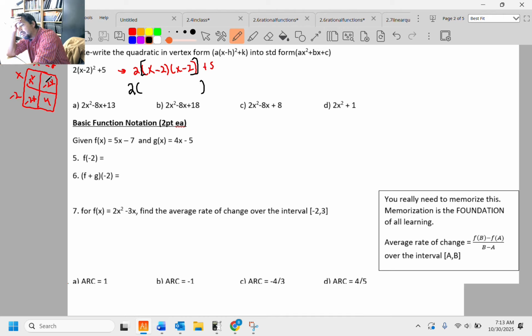So anyways, we have x squared minus 4x, if we put those together, plus 4.